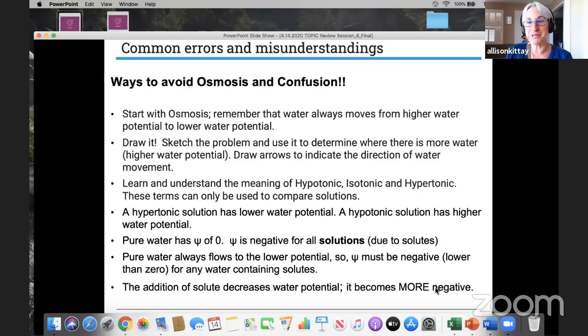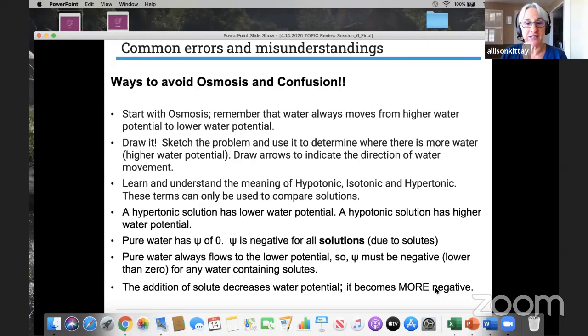Some common errors and misunderstandings, or another way to say, ways to avoid osmosis and confusion. Okay, always start with osmosis, and remember that water always moves from a higher water potential to a lower water potential. Draw it, sketch the problem, and use it to determine where there's more water, where the higher water potential is, and then draw arrows to indicate the direction of water movement.